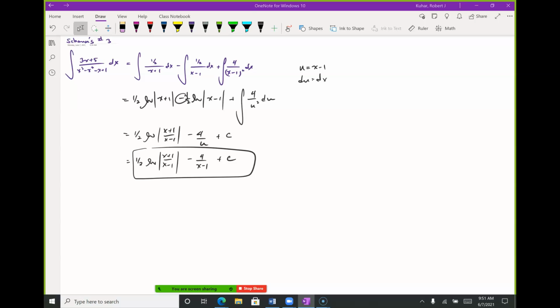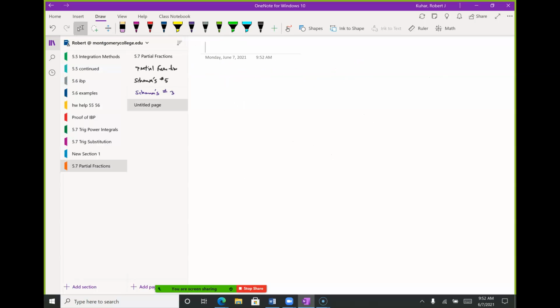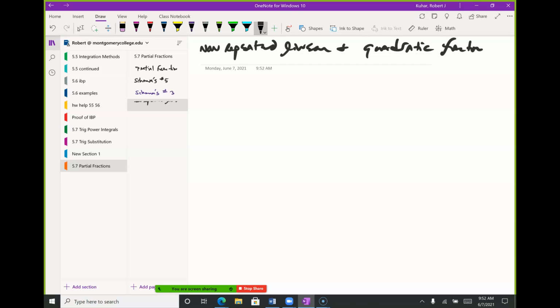Okay, we're ready for the doozy. We'll do an easy one, and then we'll do a difficult one for level 3, where I have non-repeated linear factors and non-repeated unfactorable quadratic factors, right? So this is case 3, and I typically put a case 3 on every semester.